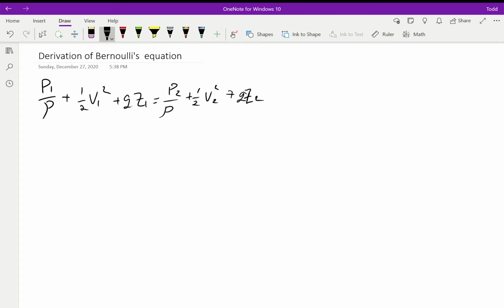In this video, we are going to derive Bernoulli's equation using two methods. The first method will be the conservation of energy. The second will be a simple calculation.